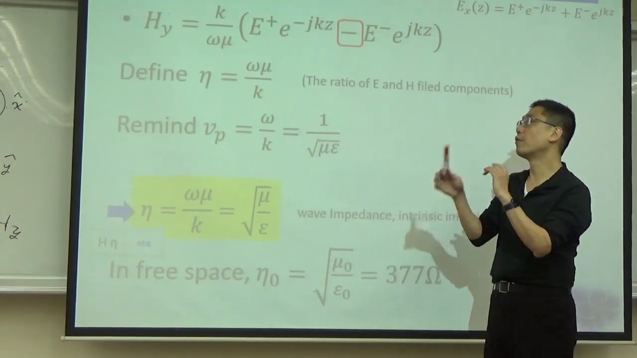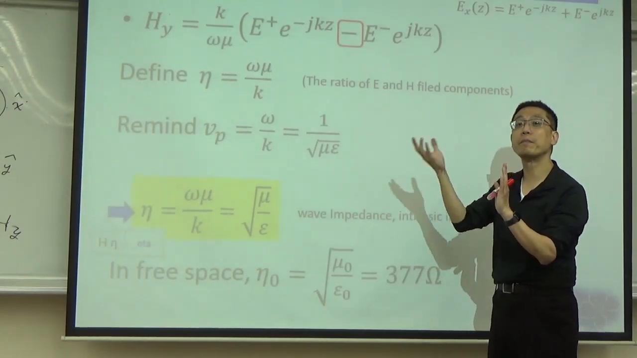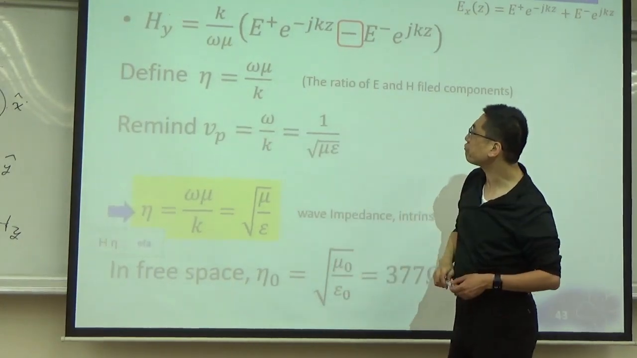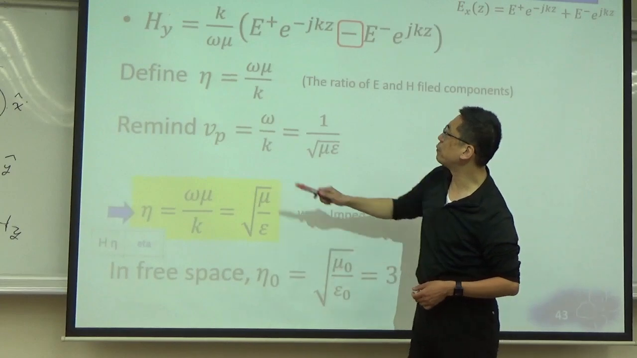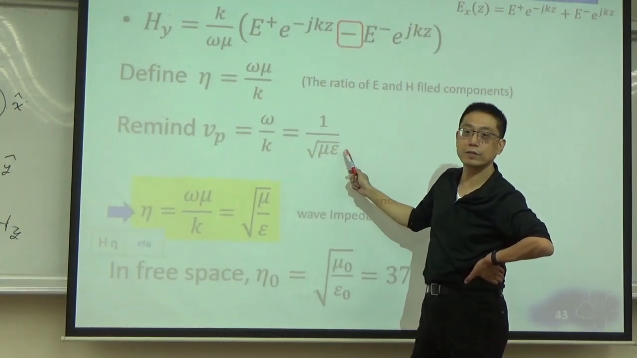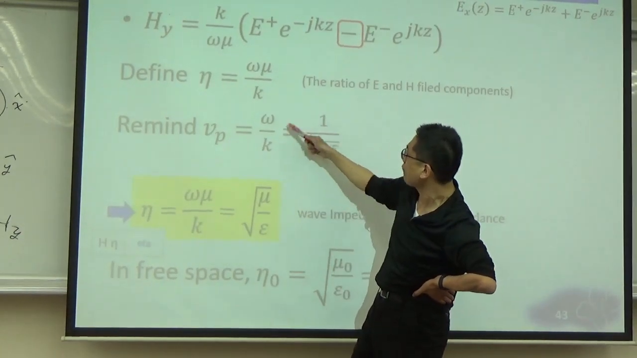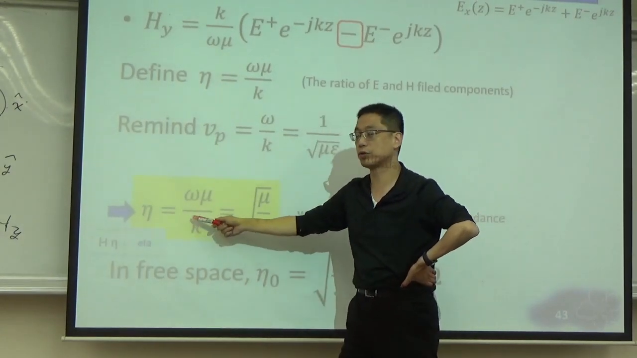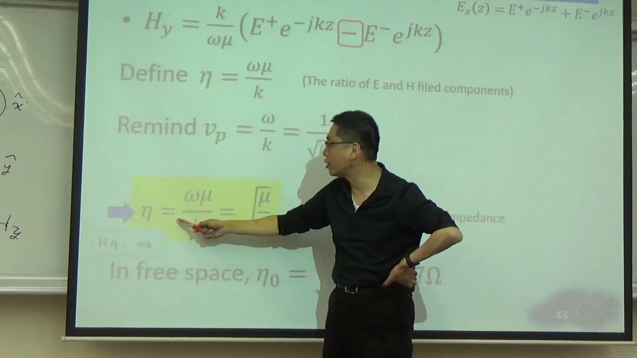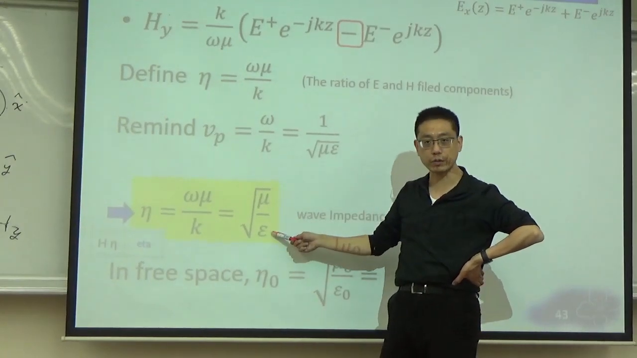We don't talk about direction because when you do the curl, your direction will go to Y, right? Actually, you can find the change of direction by using the Maxwell equations. Furthermore, Vp equals omega over K equals 1 over square root of mu epsilon, which we derived for the phase velocity. You just put everything in, and call this eta. Eta equals omega times mu over K, which equals the square root of mu over epsilon.